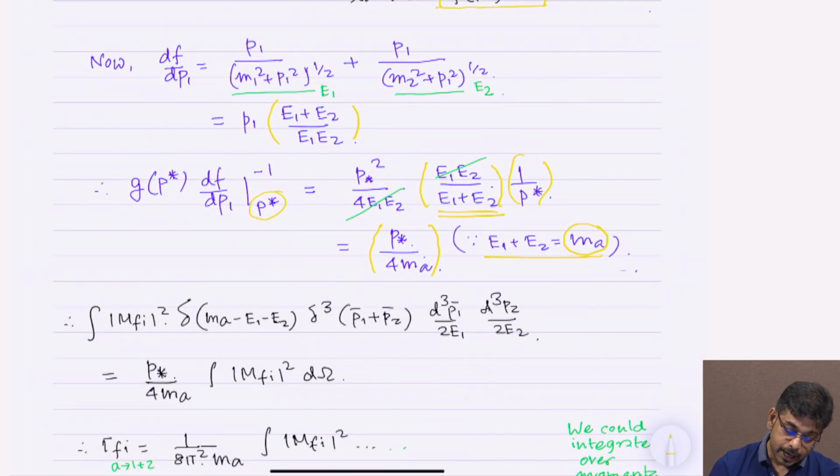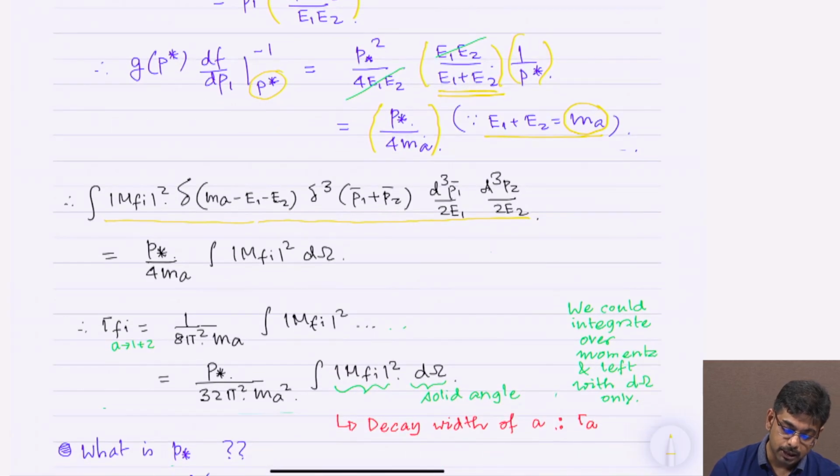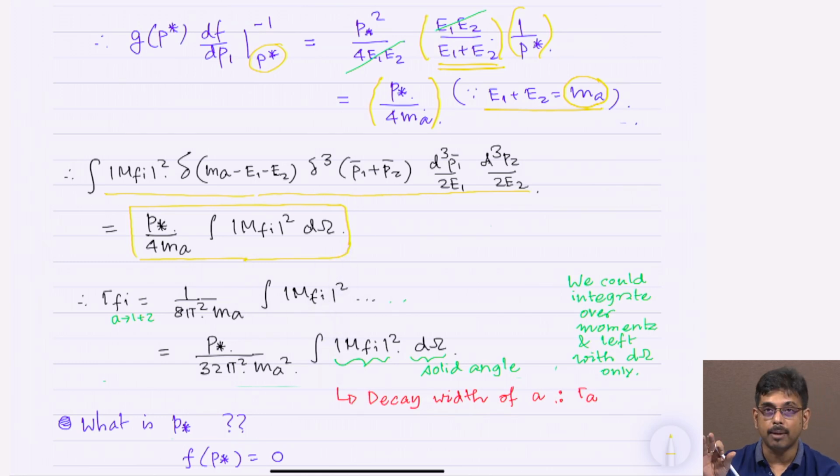Okay. Now, let us get back to this point, that this integral, therefore, |M_A→φ|² δ(m_A − E1 − E2) δ³(P1 + P2), with the measure d³P1/2E1 d³P2/2E2, simply turns into a beautiful expression like P*/4m_A |M_A→φ|². Now, these momentum integrals are all done.